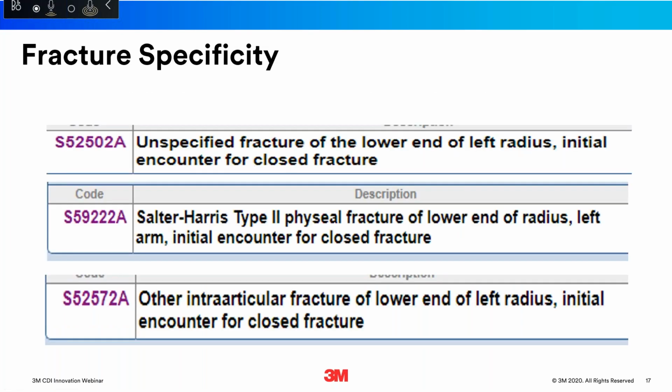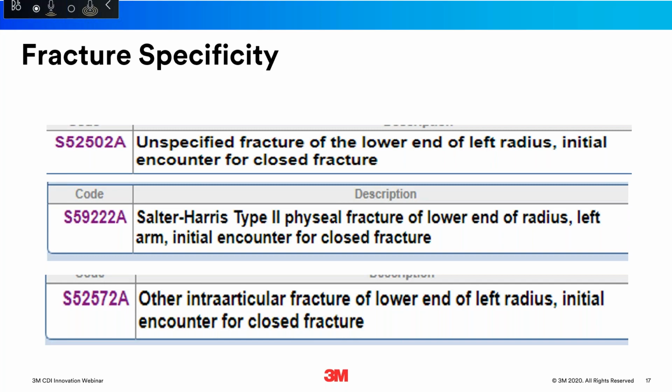Another thing is fracture specificity. In ICD-10, our fracture codes are crazy. We often get, and I think it's due in part to how our EHRs are set up, a generic unspecified fracture code from the ED physician. And if you read this, unspecified fracture of the lower end of left radius, initial encounter for closed fracture, it sounds like, wow, that's a lot. He gave us a lot of information.